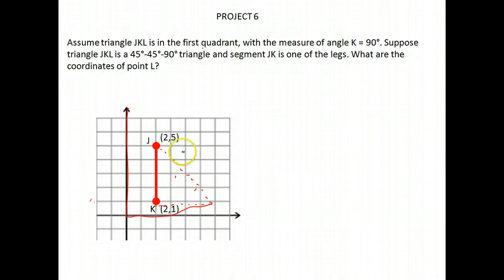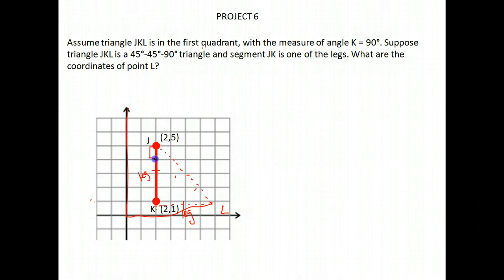Segment JK is one of the legs, so this is a leg in a 45, 45, 90. Here's my other leg. What are the coordinates of point L? So point L is over here somewhere, and this is just a rough sketch. That's not my answer. How would I find the answer? Well, in a 45, 45, 90, we know that the legs are congruent. So if we know the length of this leg, we can use it to find the length of this leg.